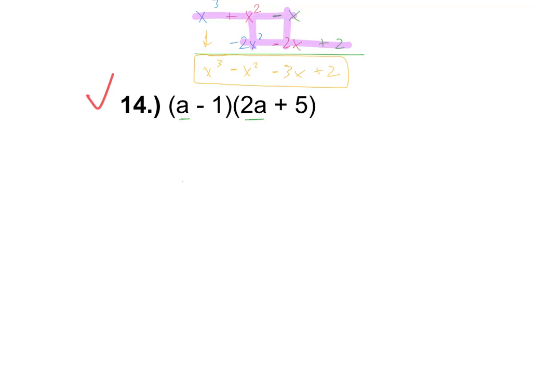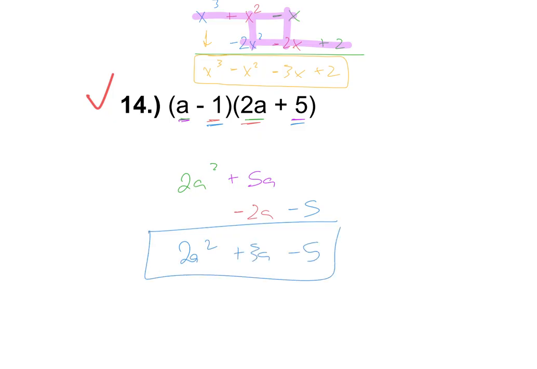14a times 2a is 2a squared. A times 5 is 5a. 1 times negative 2a is negative 2a. And negative 1 times 5 is negative 5. 2a squared plus 3a minus 5. And we have finished 7-2.